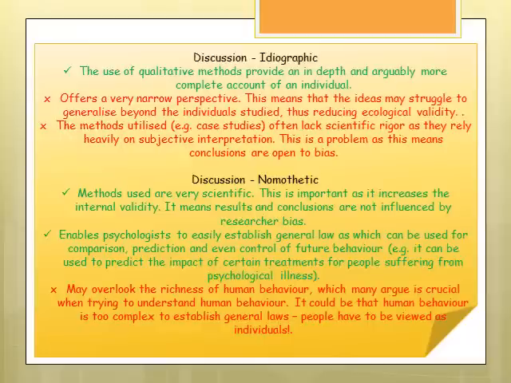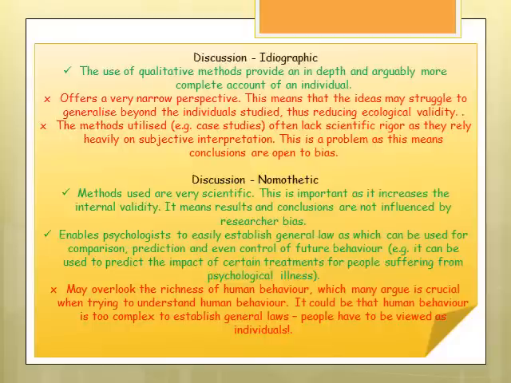Also, another strength, or the argument for the nomothetic approach, is that it enables psychologists to establish general laws which can be used for comparison, prediction and even control of future behaviour. So for example, it can be used to predict the impact of a certain treatment for people suffering from a psychological illness.